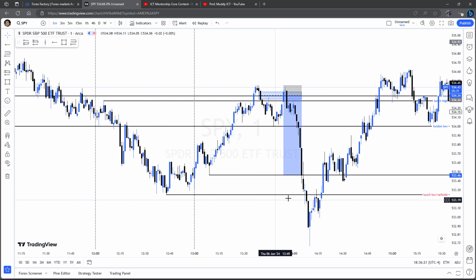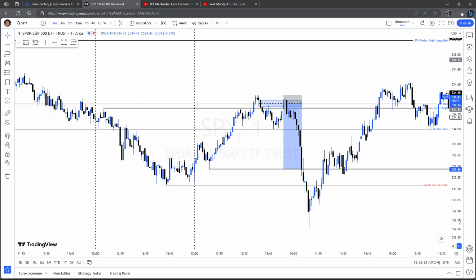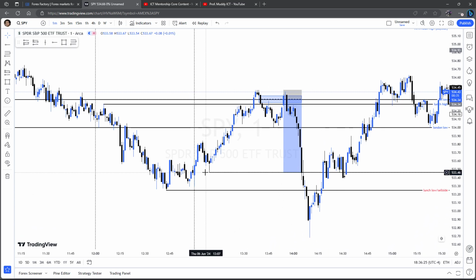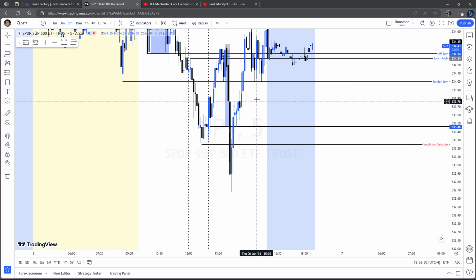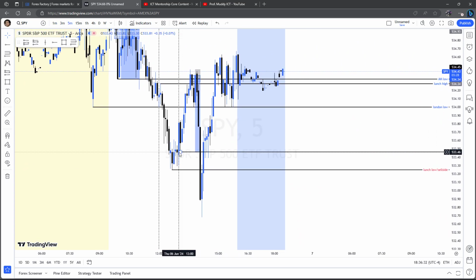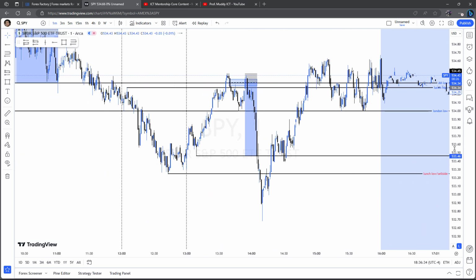I had the lunch low here marked out as a sell side as the next target, and that TP got smashed. However, I took my profits here at this 5-minute low. I believe it was a 5-minute low. Yeah, but yeah, took my money around there.